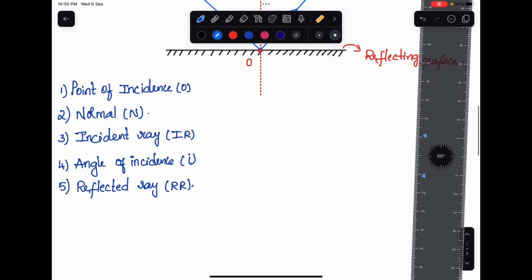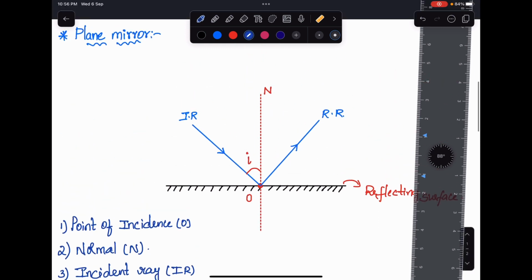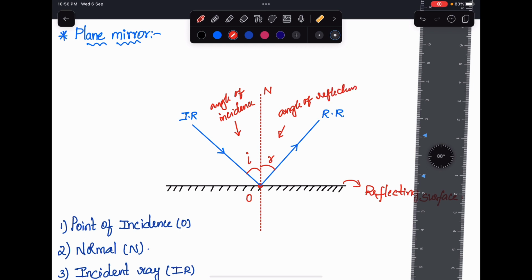The next term related to this, you can guess, is the angle of reflection. The angle of reflection is denoted by r. So as usual, the angle made by the reflected ray with the normal is called the angle of reflection and is denoted by r. So this i is the angle of incidence, and r is the angle of reflection. Very good. So these are done.